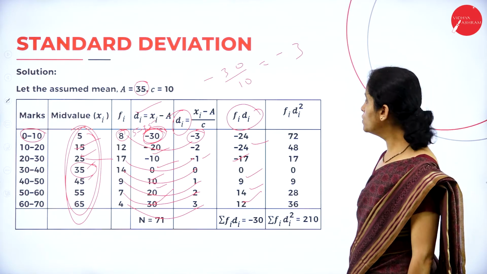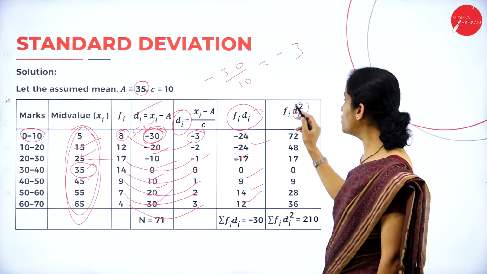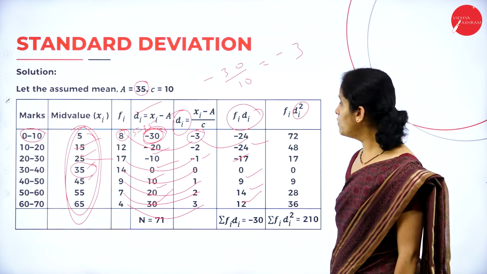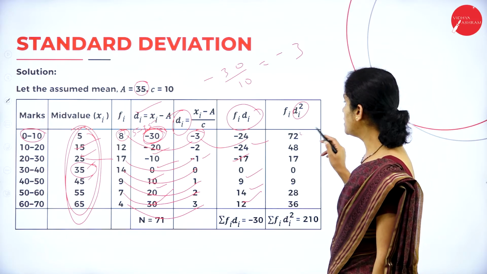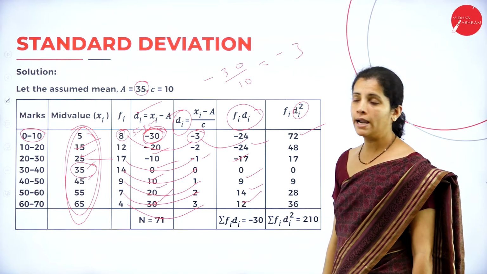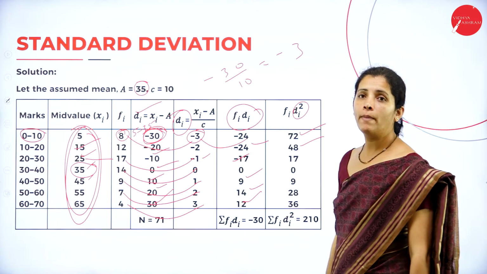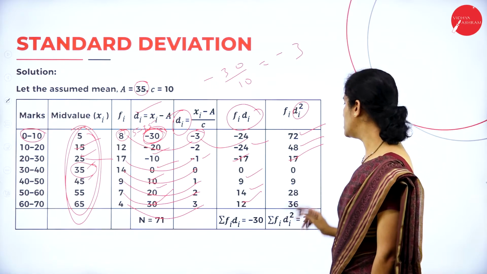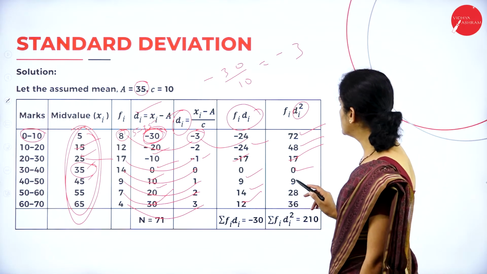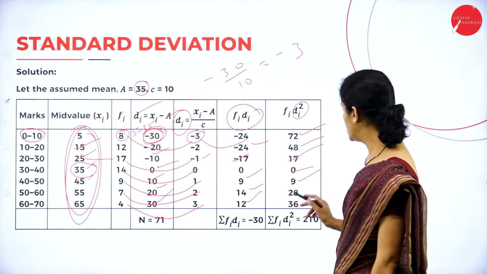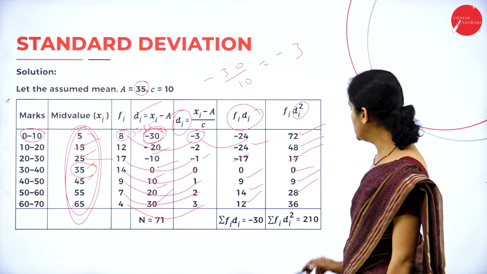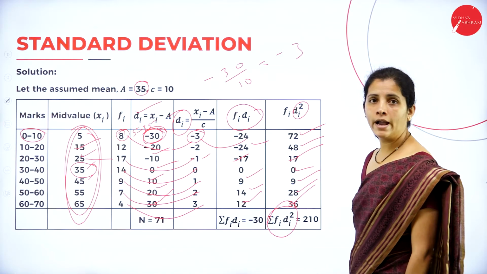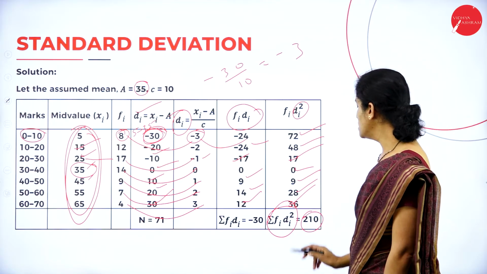Now, what I want to do is find fi di square. So I'm going to multiply these. Minus 24 into minus 3 is 72. Minus 2 into minus 24 is 48. Minus 1 into minus 17 is 17. 0 into 0 is 0. 1 into 9 is 9. 2 into 14 is 28. 3 into 12 is 36. When I take the summation of fi di square, that is 210.